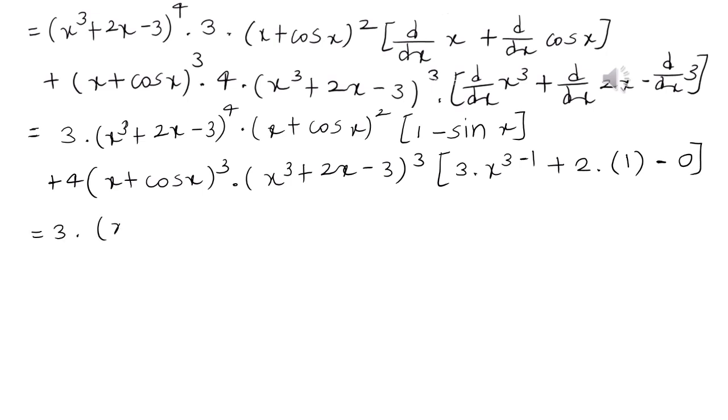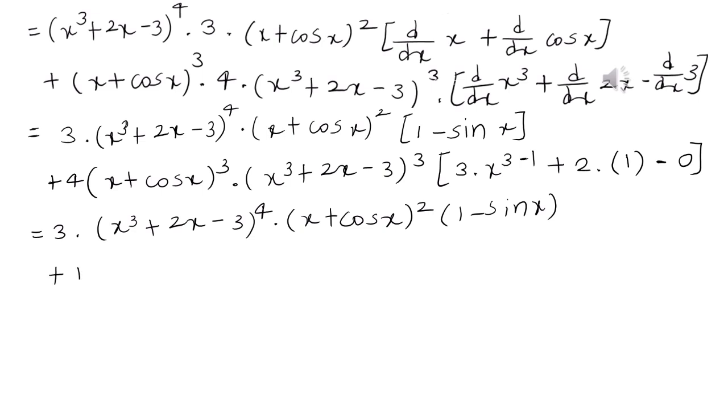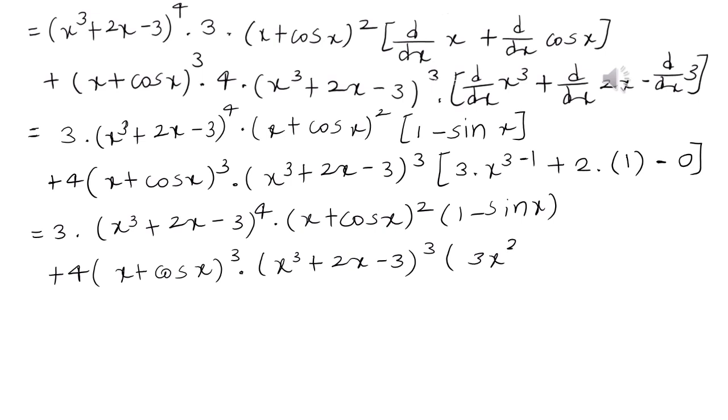Next step is 3 into (x cube plus 2x minus 3) raised to 4 into (x plus cos x) bracket square into (1 minus sin x) plus 4 into (x plus cos x) bracket cube into (x cube plus 2x minus 3) bracket cube into (3x raised to 3 minus 1, that is 2, so 3x square plus 2). So this is our final answer.